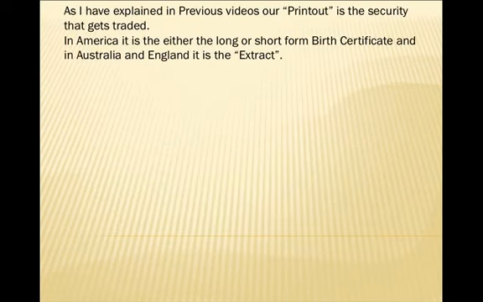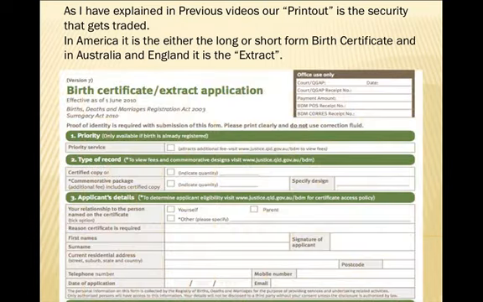Okay, so now that you know that, we're going to come back to the printout. As I've explained in previous videos, our printout is the security that gets traded. In America, it is either the long or short form birth certificate. I'm not sure because I don't live there and I haven't seen them. But in Australia and England, it is the extract. This is when you're applying for your extract. I pulled this off the Queensland website. So that's the application to get an extract.